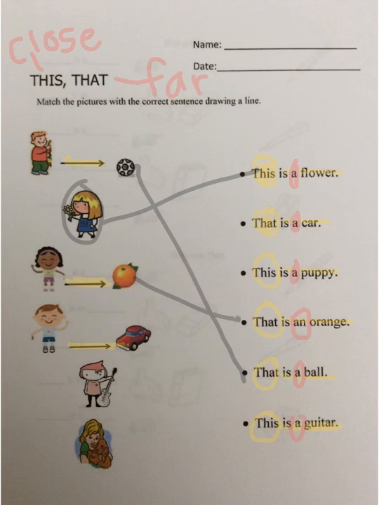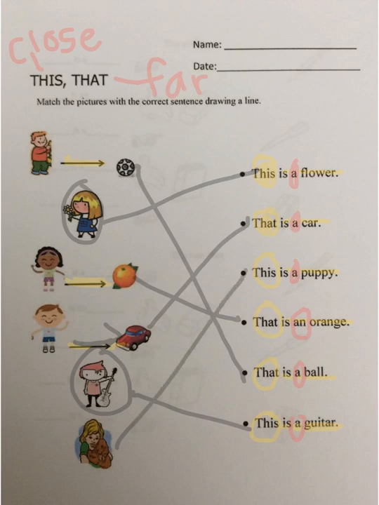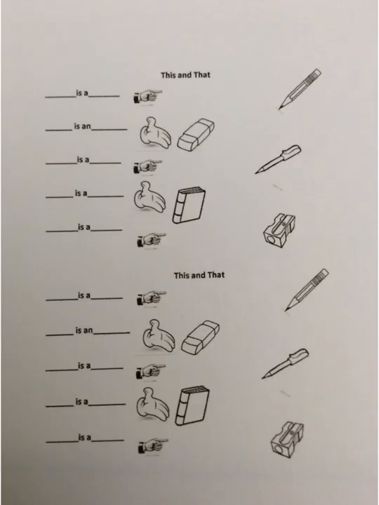We have a boy, and there's an arrow here. And the arrow is showing the car is not close. I would use the word that. That is a car. Now we have a person with a guitar, and the guitar is right next to the person, so I'm going to say this is a guitar. And we have one more, the cute puppy, and the puppy is very close, so that would be this is a puppy. Let's look at our next page. Our last page here.